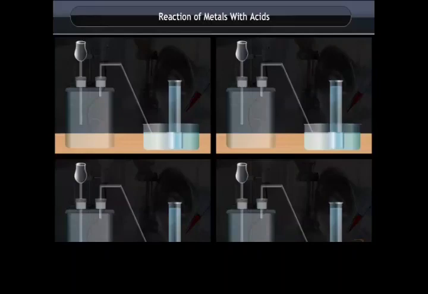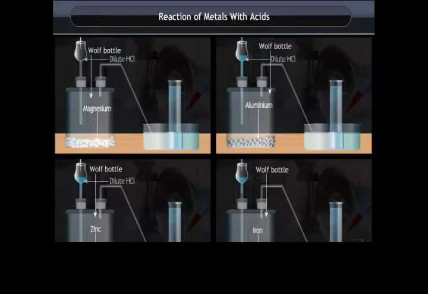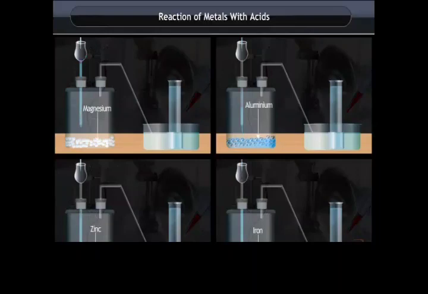Reaction of metals with acids. Set up the apparatus as given here. Put granules of magnesium, aluminium, zinc and iron respectively in the Wolf bottle. Pour dilute hydrochloric acid with the help of thistle funnel and observe them.